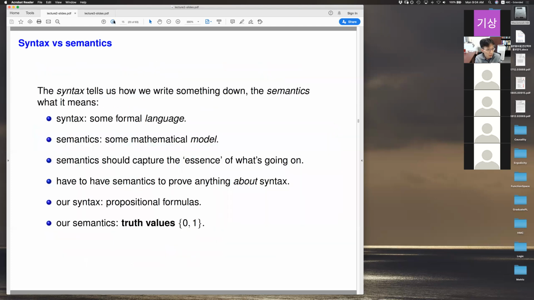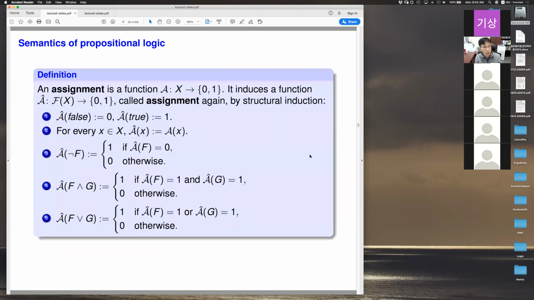The semantic function of propositional logic formulas is a mechanism to assign 0 and 1 to each propositional logic formula. And it's parameterized by so-called assignments. That assignment provides a meaning to all the propositional logic variables. And then this semantics extends how we can use this assignment to give a meaning to any propositional logic formula.